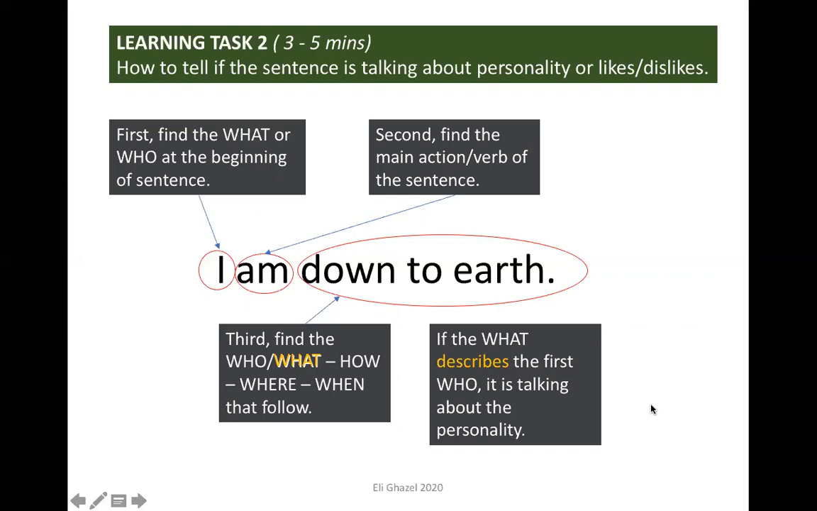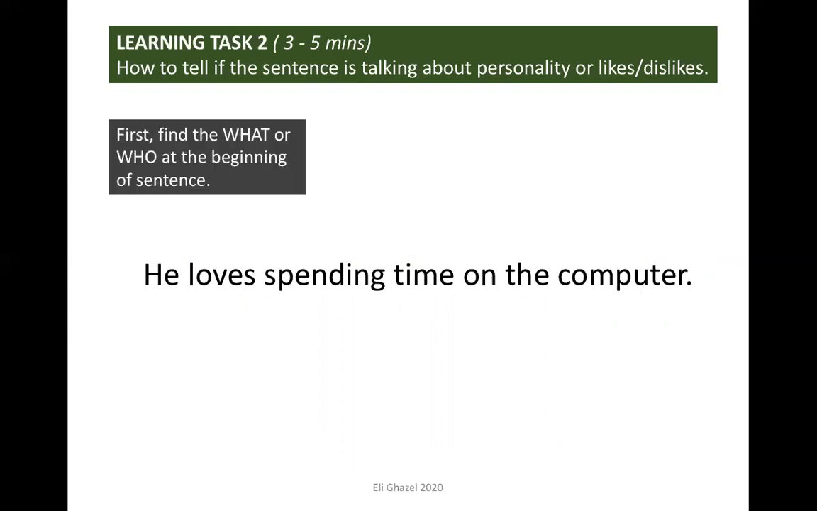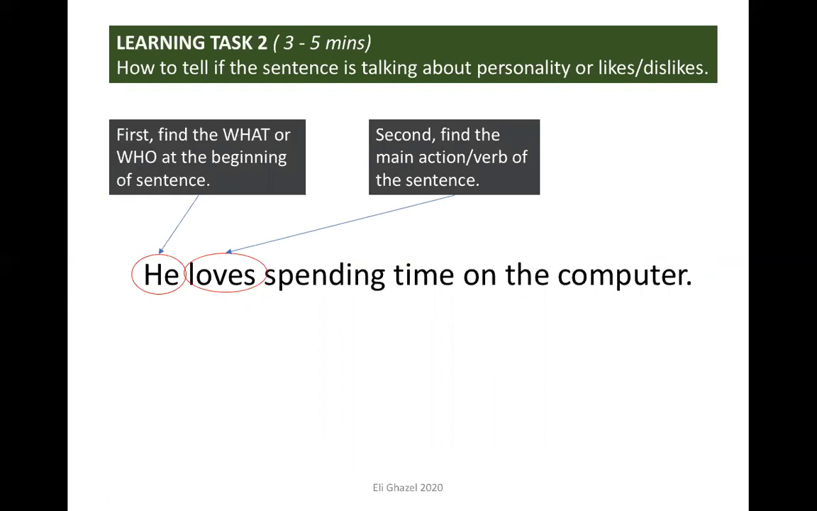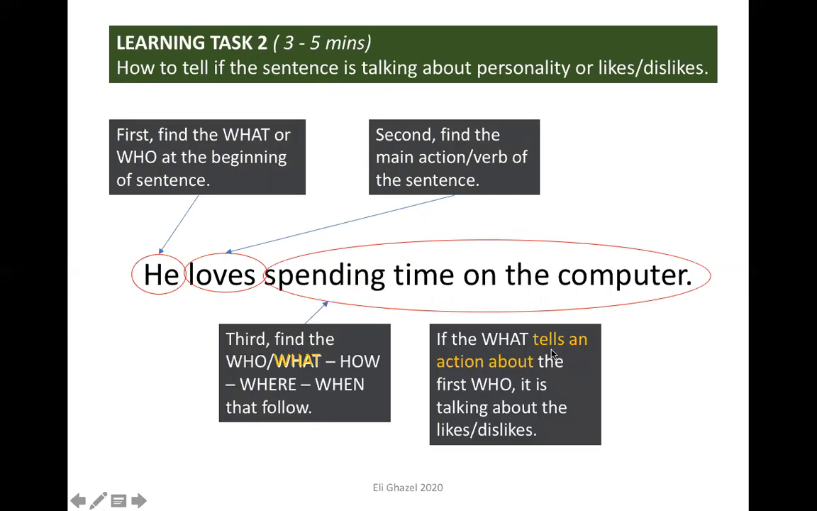Let's do the second one. He loves spending time on the computer. So what we've got is, we look for the first one. This is the who. Loves is the verb or the action. Then third, we find the who or the what. Spending time on the computer. Spending time on the computer, does it describe him or does it tell about an action he does?